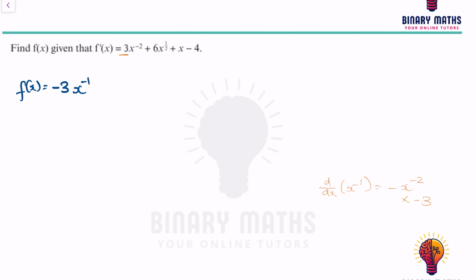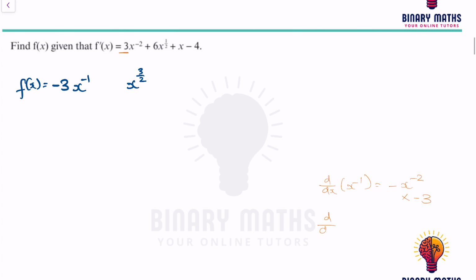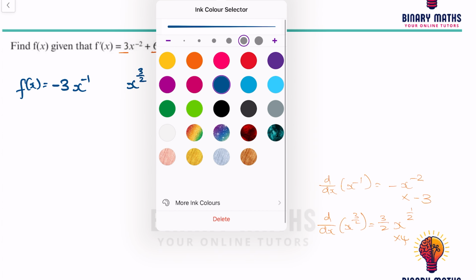Okay, second term, I've got x to the power of a half. If I increase the power, I get x to the power of 3 over 2. If I differentiate this term, so d dx of x to the power of 3 over 2 is equal to 3 over 2 x to the power of a half. But I didn't want 3 over 2. I wanted a 6 at the front, which means I need to times this by 4. So it's a plus 4.